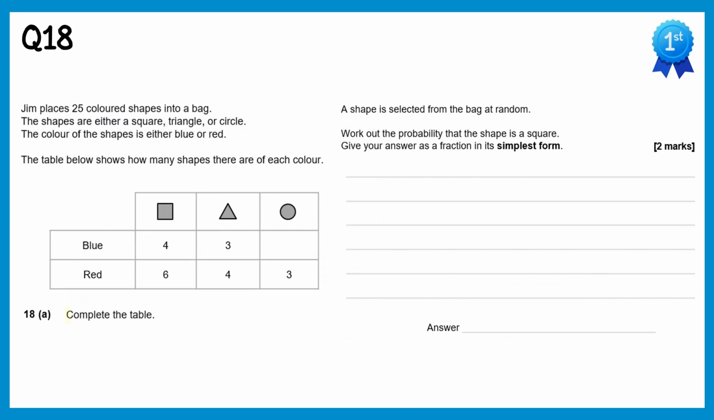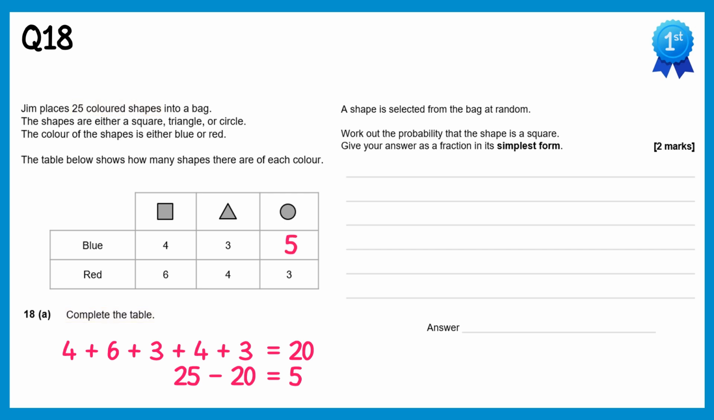In this question we need to complete the table. We're told there are 25 coloured shapes in total. So if we add up the shapes we've got 4, add 6, add 3, add 4, add 3. If you add all of those together you get 20, and since the total is 25, we do 25 take away 20 to get 5. So the missing value in the table for blue circles is 5.